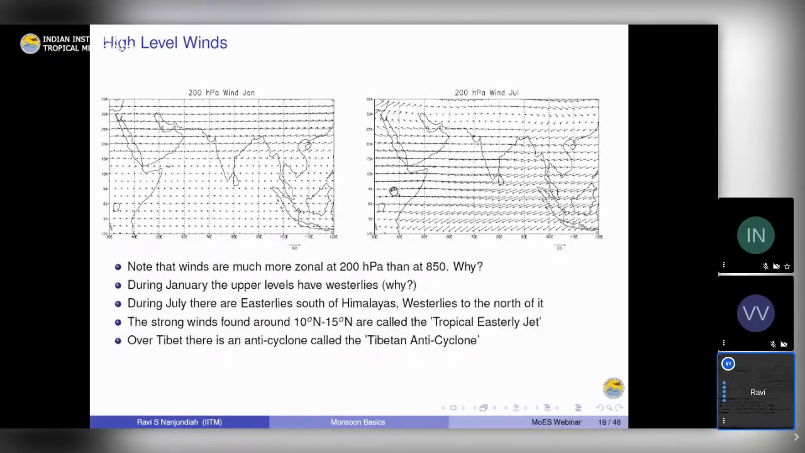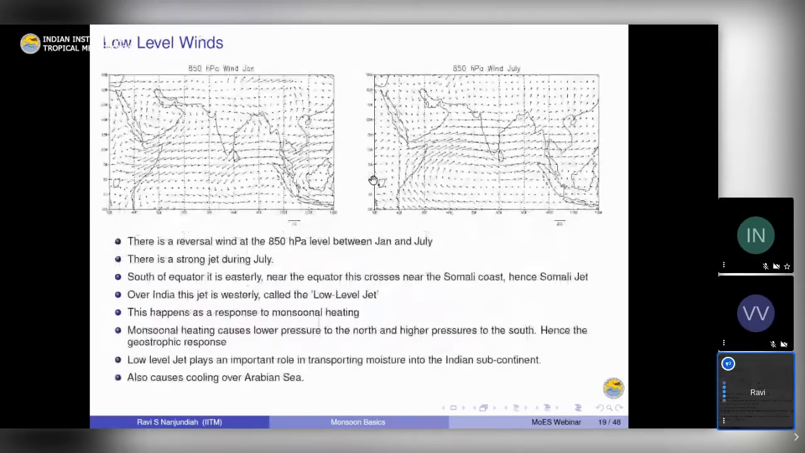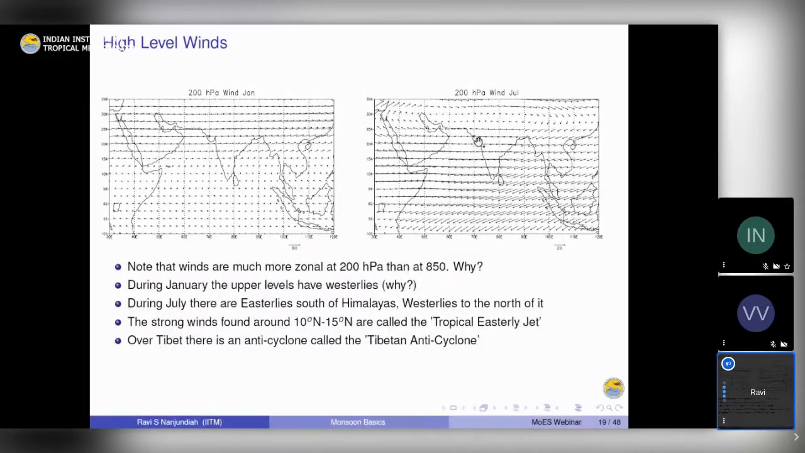If you look at the higher level winds, it's just opposite to what we saw in the lower level. In the lower level, most of the winds in July come from the west, so we call them westerlies. And at higher levels, which is about 10 to 15 kilometers high, the wind is easterly. That is, it comes from the east.